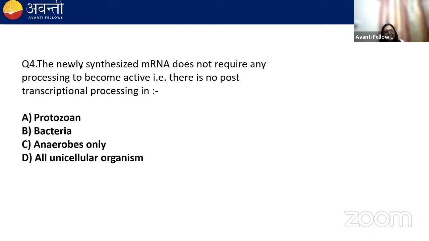Next question says the newly synthesized mRNA does not require any processing to become active. That is, there is no post-transcriptional processing in. Option A is protozoa, option B is bacteria, option C says anaerobes only, option D says all unicellular organisms. What do you think would be the correct answer? Quickly answer, beta, so that we can move very fast.